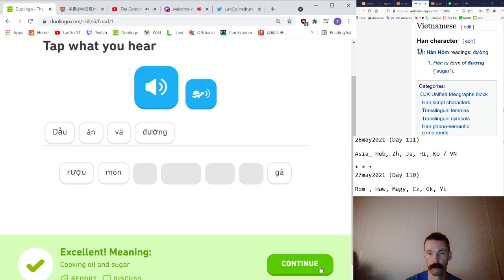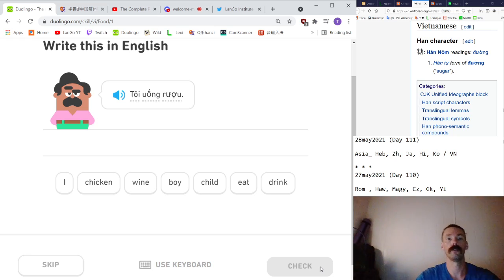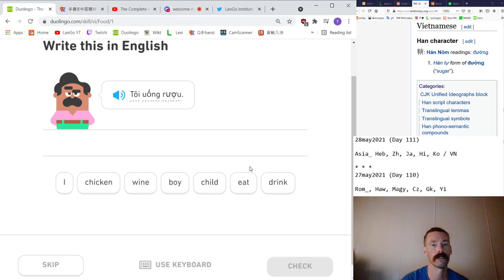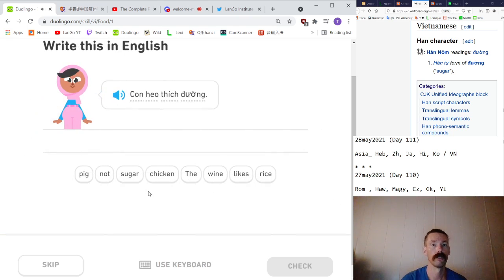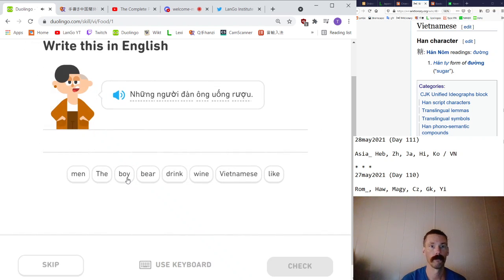Beautiful. Tôi uống rượu. Uống, I think, is drink. I drink wine. Con heo thích đường. That is like sugar. Heo, the pig, likes sugar. Những người đàn ông uống rượu. Những, I think, is a pluralizer.